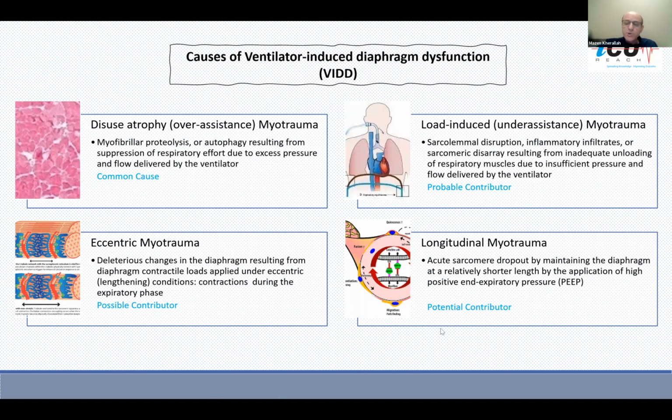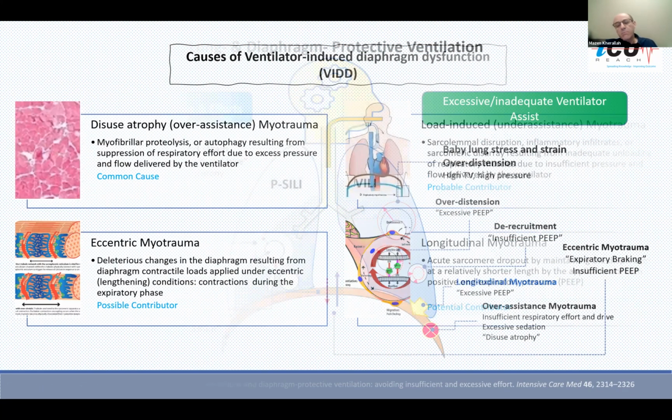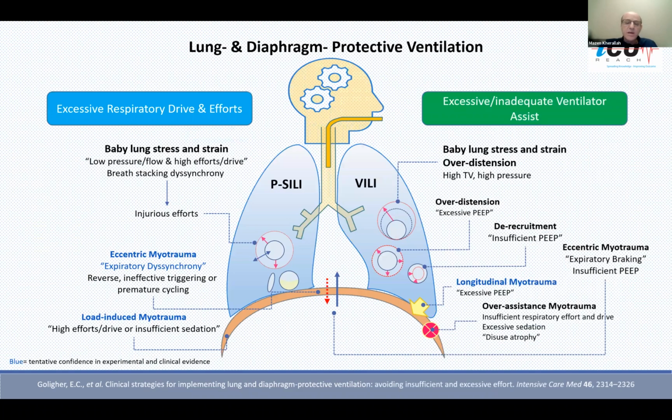So this is a potential contributor, but this is probable and this is possible. So probable is more than possible in English words. And this is more complicated now. I want to spend some time here. What I want you to know is just the concepts. Why are we thinking this way? Why are we so much interested in knowing how the patient is breathing at the same time?